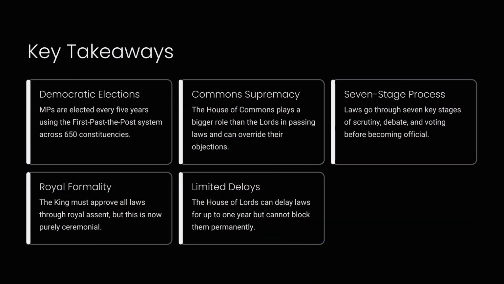Key takeaways. Democratic elections. MPs are elected every 5 years using the first-past-the-post system across 650 constituencies. Commons supremacy. The House of Commons plays a bigger role than the Lords in passing laws and can override their objections. 7-stage process. Laws go through 7 key stages of scrutiny, debate, and voting before becoming official.